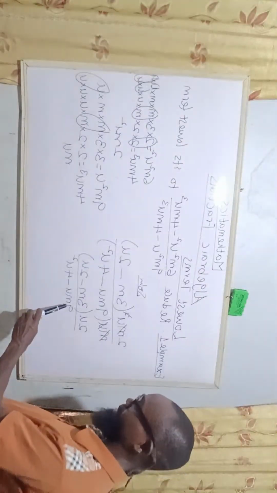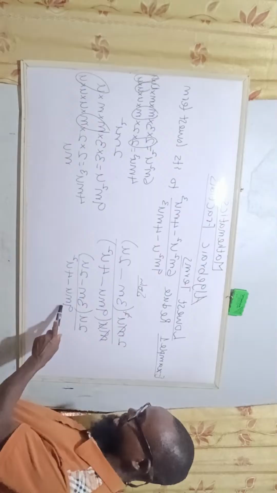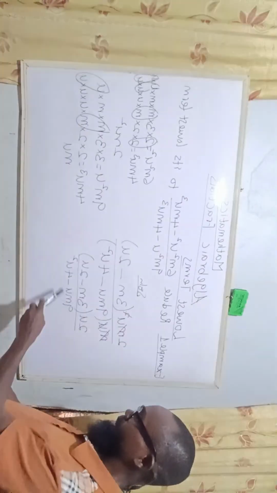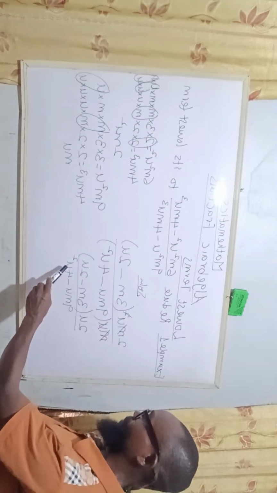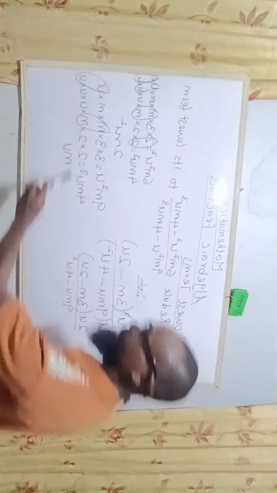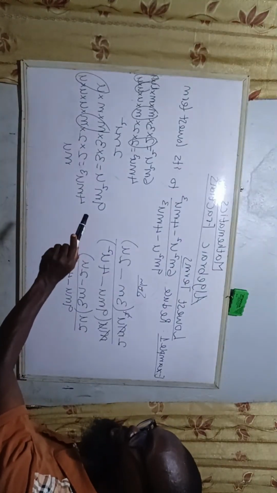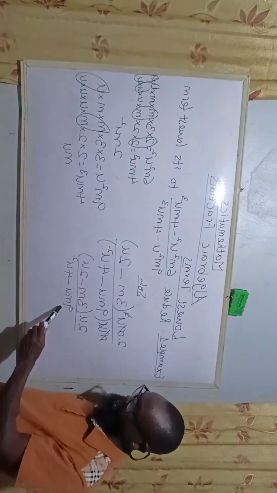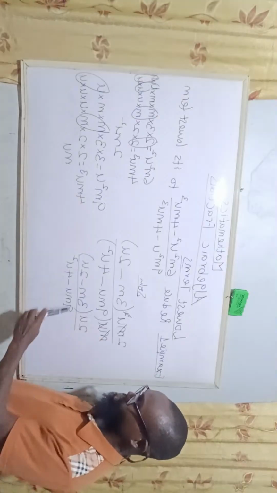Now, in this case, if you look at this one now, there's something that we can factorize here in this place. This 9 can be written as 3 to the power 2. What is common here? M is common, u is common. From here as well, I can factorize u to come out here.